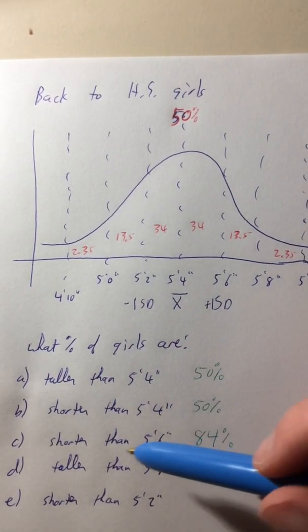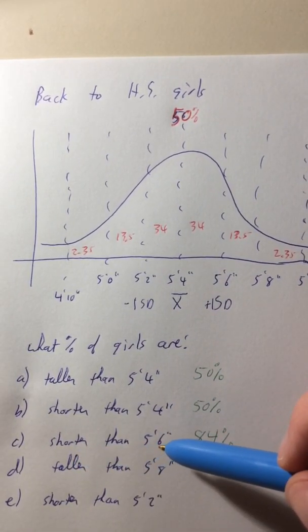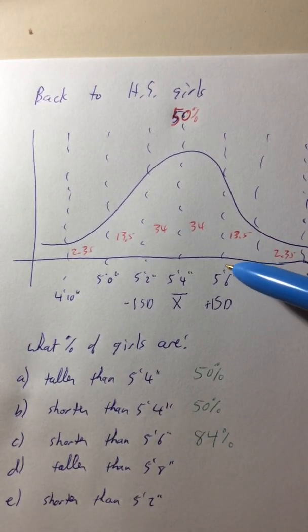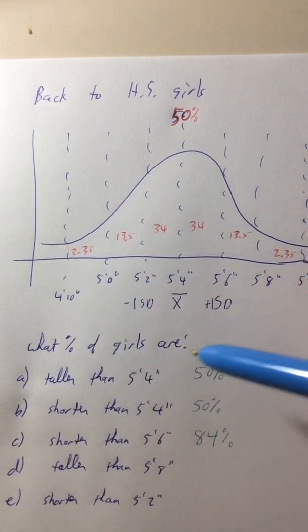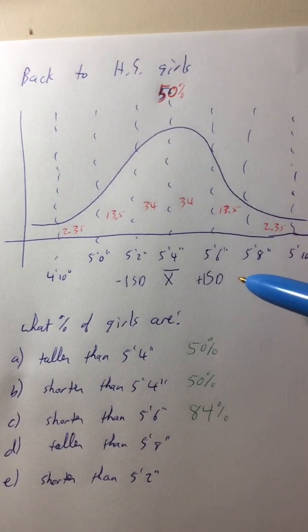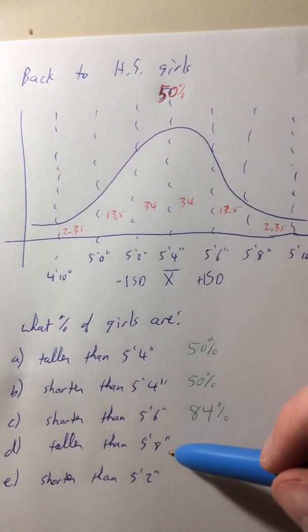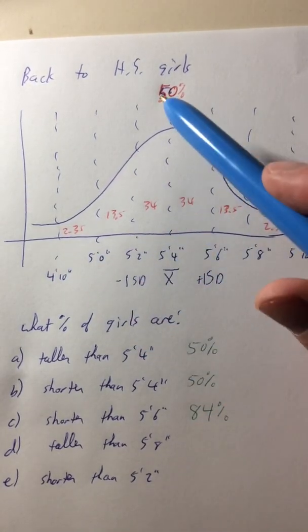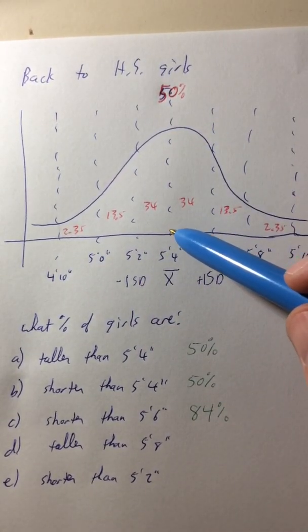So what's the percentile then for a girl that's 5 feet 6 inches tall? Well, she's in the 84th percentile because 84% of the girls are shorter than she is. And obviously, 16% of the girls are taller than she is. Okay, so let's do taller than 5'8". Well, again, we're going to start in the middle instead of at the end because we know what the middle is. It's 50.